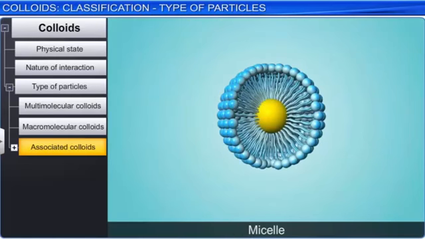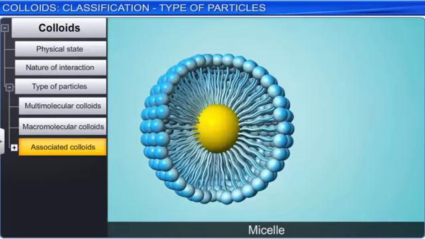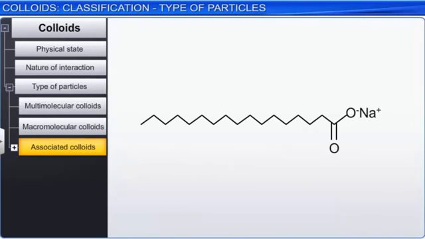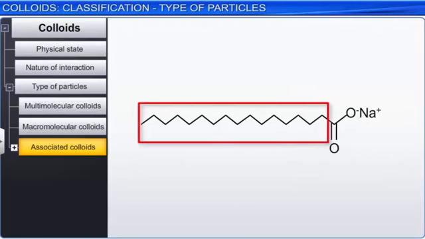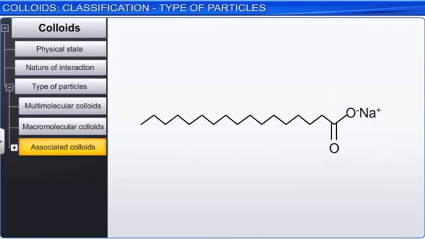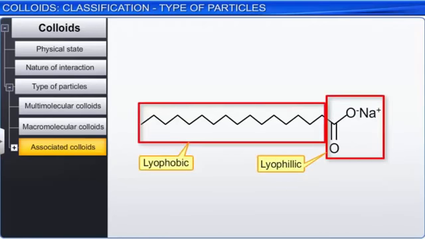Micelles are generally formed by specific types of molecules that have both lyophilic as well as lyophobic ends. Soaps consist of sodium or potassium salts of higher fatty acids and are represented as RCOO minus Na plus. In soaps, the alkyl group that consists of long carbon chains is lyophobic, while the polar group is lyophilic in nature. Molecules with lyophilic and lyophobic ends are called surface active molecules or surfactant molecules.